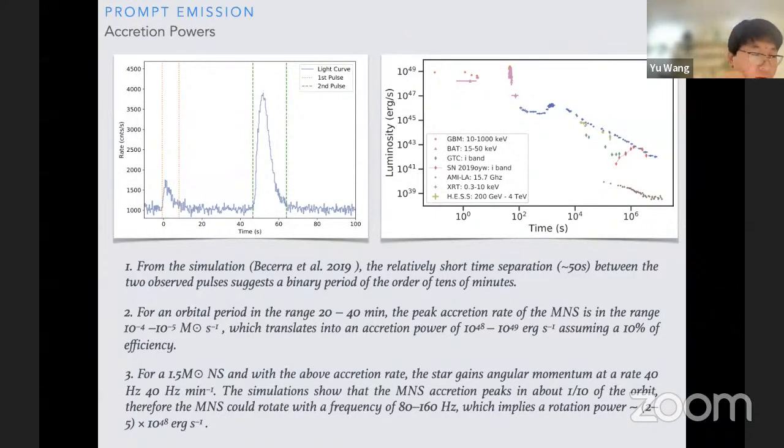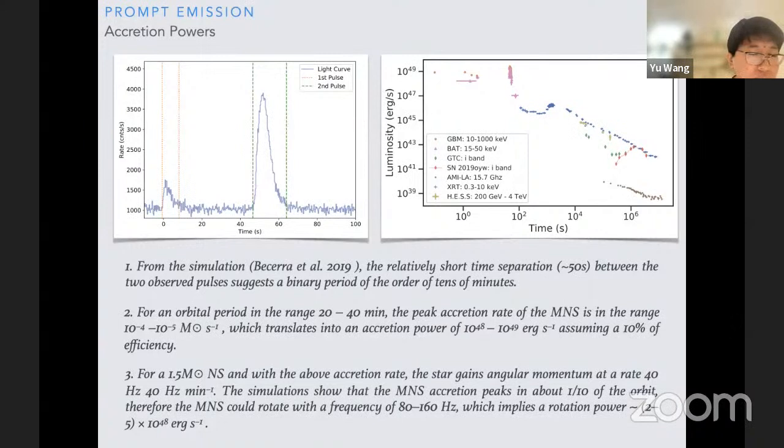So from the simulation, the short time separation, about 40 seconds between the two pulses, suggests a binary period of the order of tens of minutes. This is in agreement with the energy release in the point emission of these two pulses. For an orbital period of 20 to 40 minutes, the peak accretion rate will be about 10^-4 solar masses per second. This translates into an accretion power of 10^49 erg per second, assuming 10% efficiency.